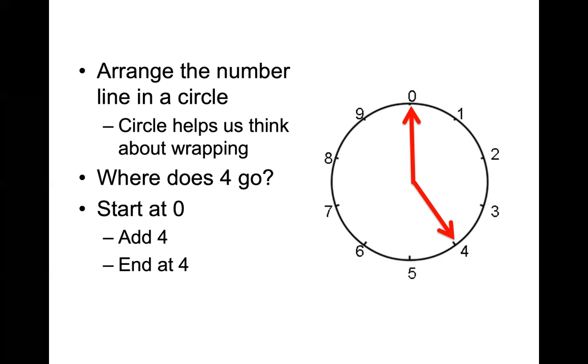Okay, so where does 4 go? Well, 4 goes 4 positions clockwise from 0. So 4 has to go here. What I'm trying to get at here is that we can arrange numbers however we want, but if we arrange them clockwise and put 0 up at the top, it gives us a convenient way to talk about fixed width numbers.